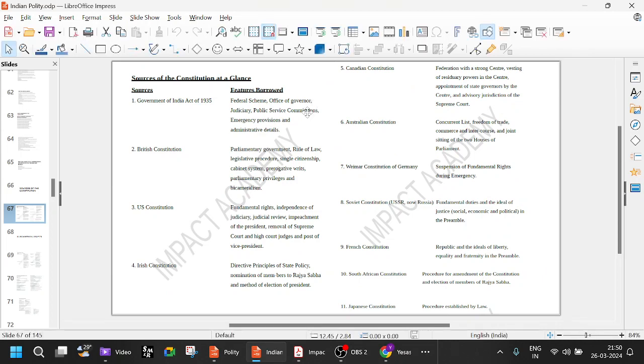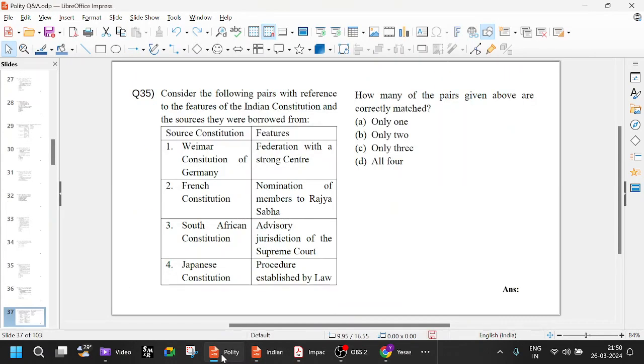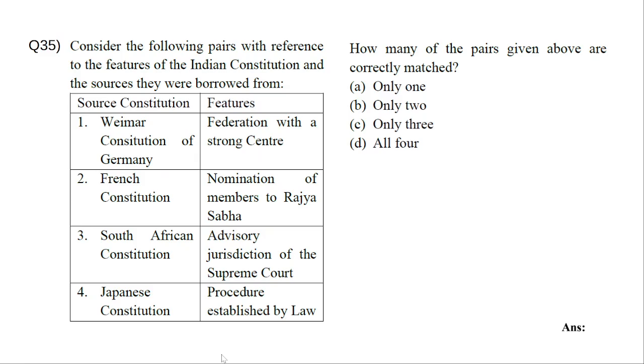Fine. So now let us look at the question. It says, consider the following with reference to the sources. The Weimar Constitution of Germany, we saw suspension of fundamental rights. Federation with a strong center, we've seen is Canada, so this is wrongly matched. French, we've seen the concepts of liberty, equality, fraternity, and all those things.